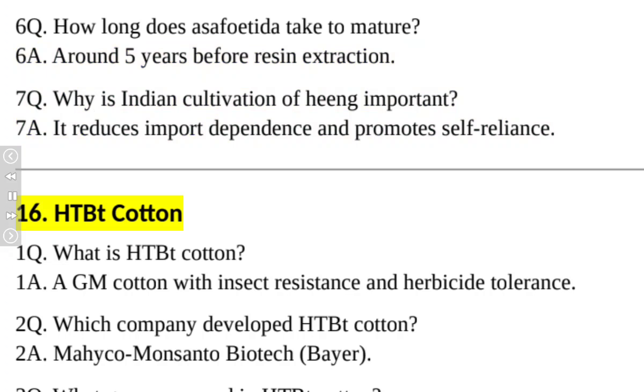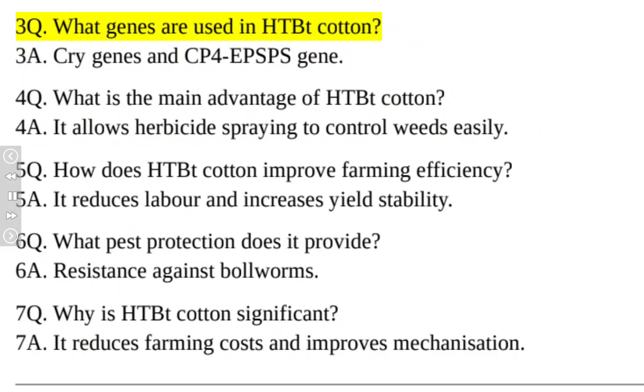16. HTBt cotton. 1Q. What is HTBt cotton? 1A. A GM cotton with insect resistance and herbicide tolerance. 2Q. Which company developed HTBt cotton? 2A. Monsanto Biotech, now Bayer. 3Q. What genes are used in HTBt cotton? 3A. Cry genes and the CP4 EPSPS gene.